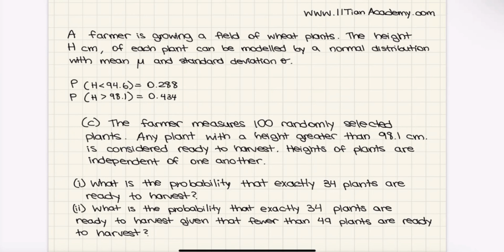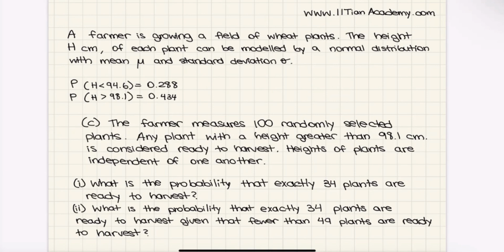Now it says a farmer measures 100 randomly selected plants. Any plant with a height greater than 98.1 centimeters is considered ready to harvest. Heights of plants are independent of one another. And we're asked two questions regarding this. The first one being, what is the probability that exactly 34 plants are ready to harvest? And the second question asks, what's the probability that exactly 34 plants are ready to harvest, given that fewer than 49 plants are ready to harvest?